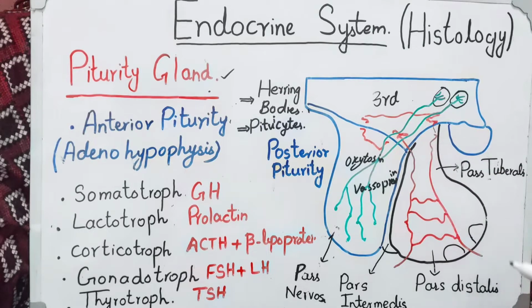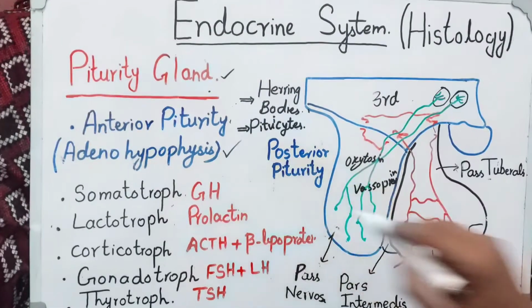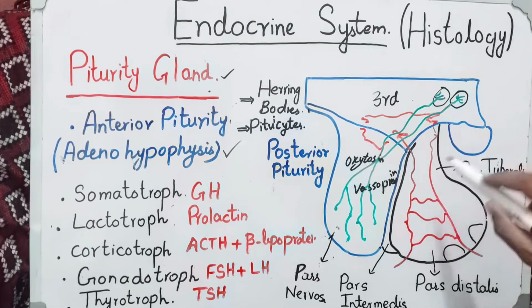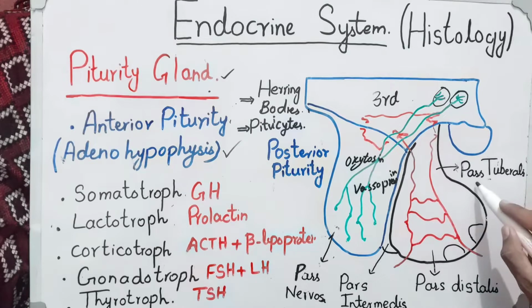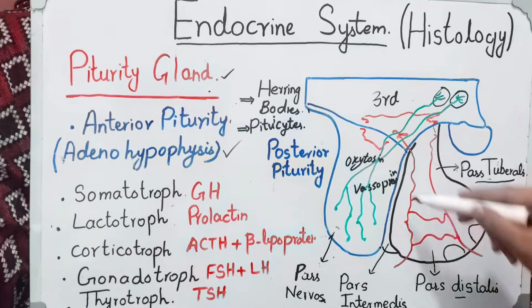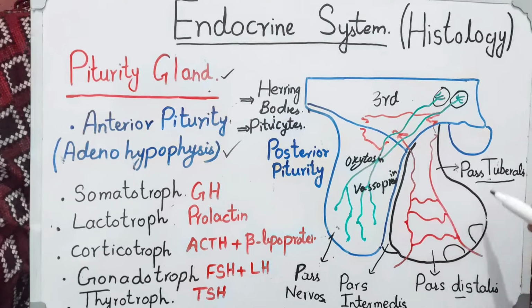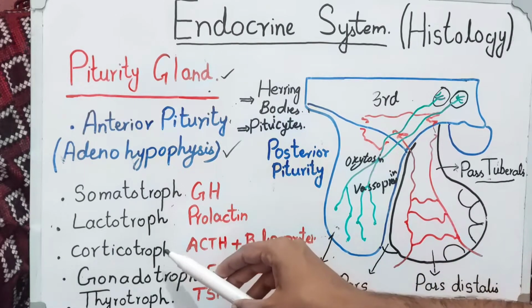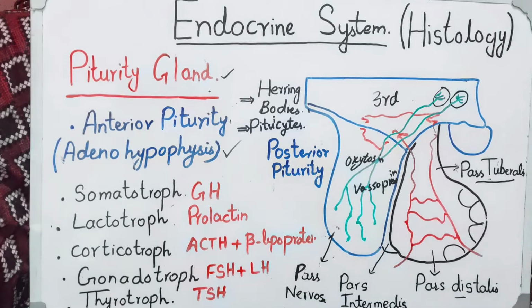The anterior part is called the adenohypophysis. It derives from Rathke's pouch embryologically. It has two parts: the pars tuberalis and the pars distalis. The distal part is called the pars distalis and this tubular part is called the pars tuberalis. Mainly, it contains five types of cells. These are the somatotroph, lactotroph, corticotroph, gonadotroph and the thyrotroph.